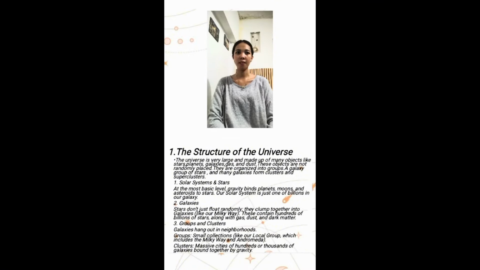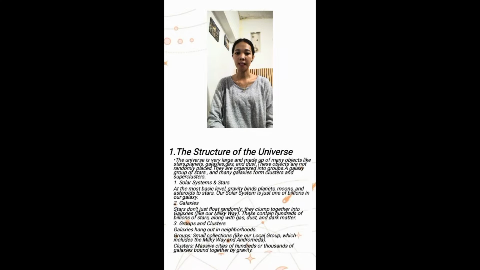I will discuss the structure of the universe. The universe is very large and made up of many objects like stars, planets, galaxies, dust, and also gas. These objects are not randomly placed, they are organized into groups. A galaxy is a large group of stars, and many galaxies form clusters and superclusters. So here is the hierarchy.